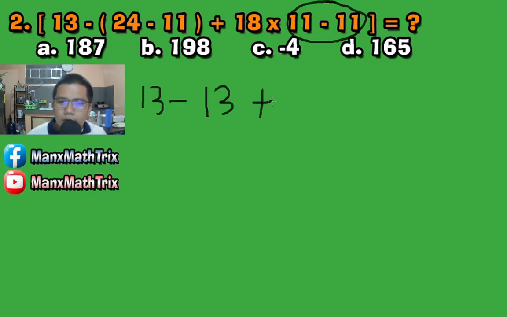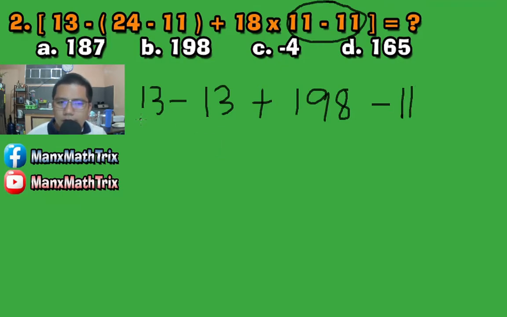So kung nakapanood kayo ng mga previous videos ko, meron akong matrix para dito. Any two-digit number multiplied by 11, just add both the digits and then put the sum in the middle. So in this case, 1 plus 8 is equal to 9, so you put that in the middle. 18 times 11 is just equal to 198. And then subtract 11.